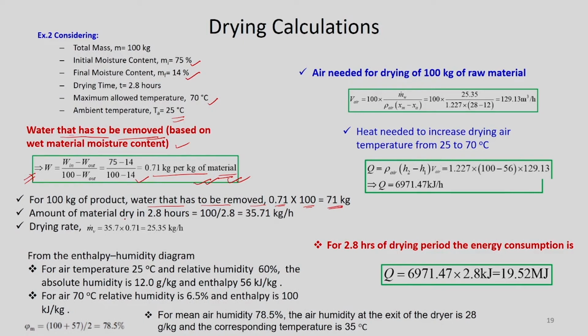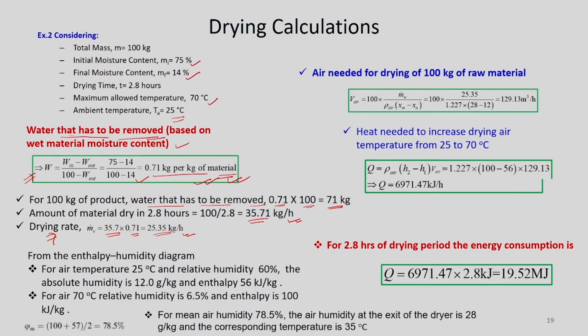The amount of material to be dried in 2.8 hours will be 100 divided by 2.8, it will be 35.72 kg per hour. Now, we need to calculate what the drying rate is. For that, we need to multiply with this 0.71. So, what we get now, 35.35 kg per hour, is the drying rate, right.